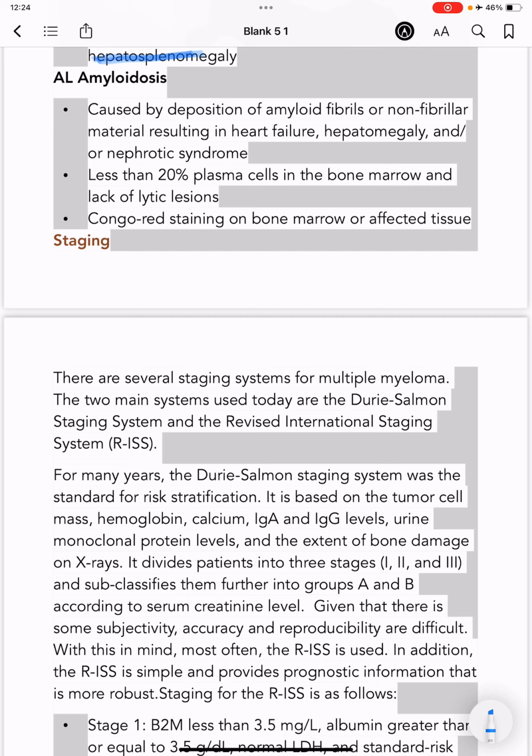Then we have AL amyloidosis. This is caused by deposition of amyloid fibrils or non-fibrillar material.